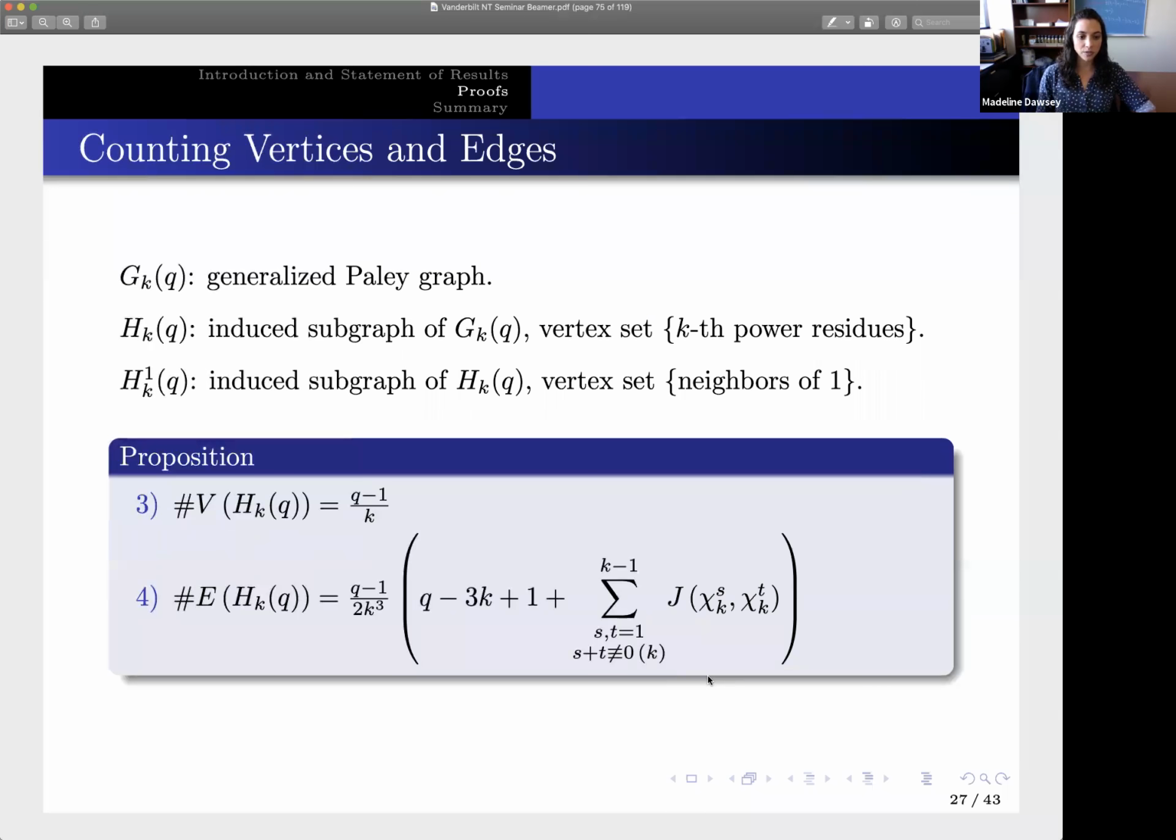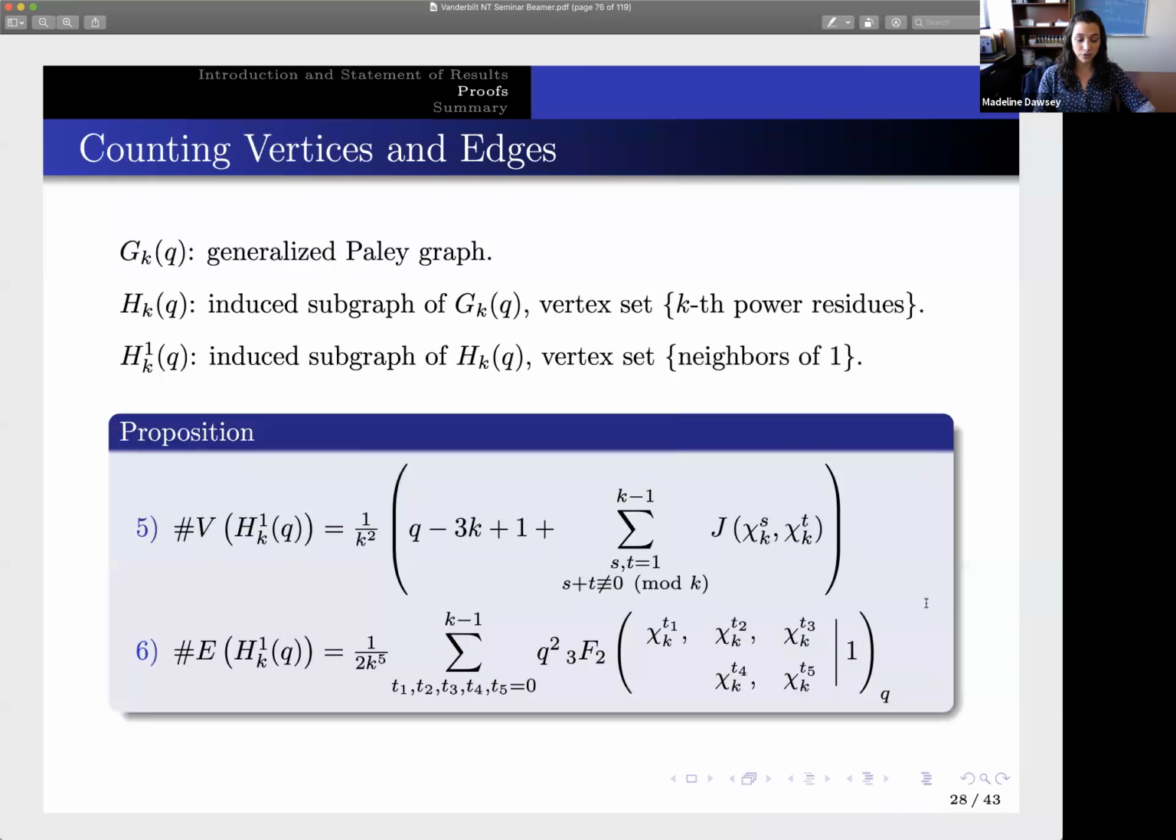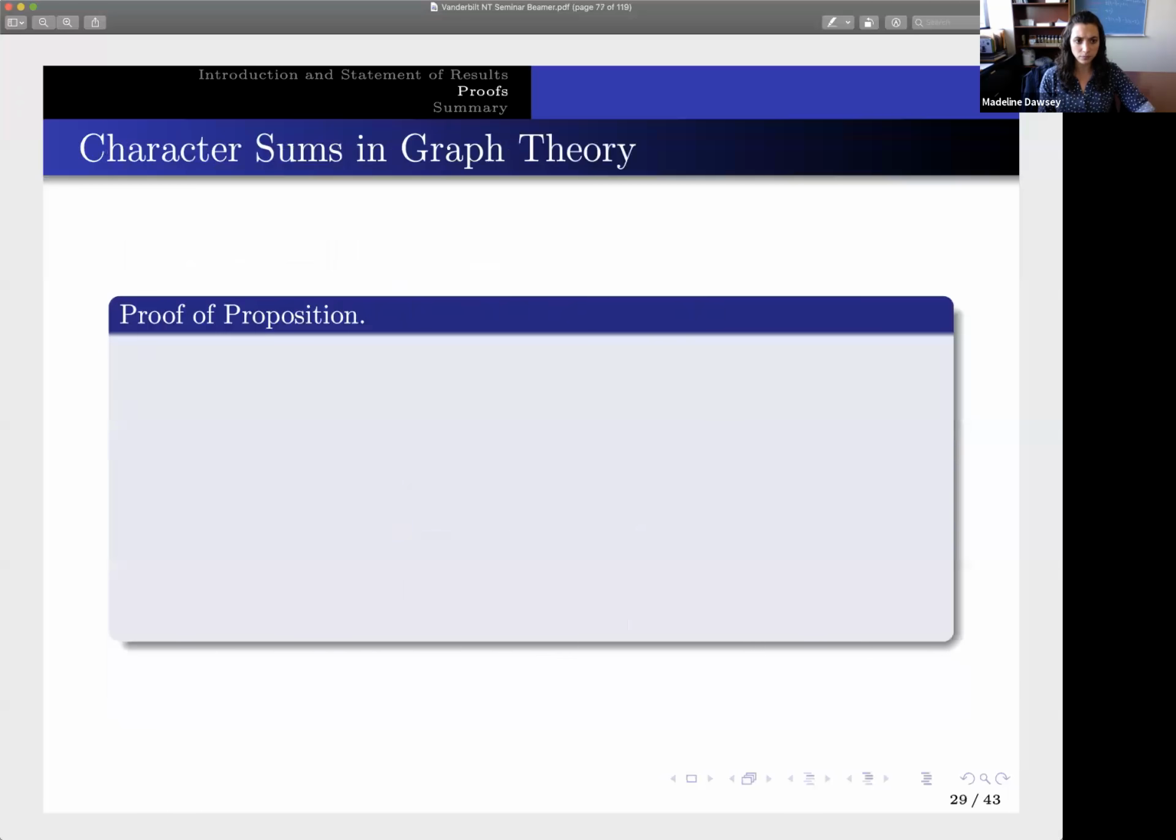Okay, so these are a little bit more difficult. For hk of q, you're only keeping vertices that are kth powers, and so there's q minus 1 over k of those. And then for the edges, I'm actually going to write out in a proof. For the edges, this is where the Jacobi sums come in. And then once you go down to hk1 of q, the number of vertices has to do with the Jacobi sums, and then the number of edges has to do with the 3f2. Okay, so I'm going to go ahead and prove those more difficult things right now.